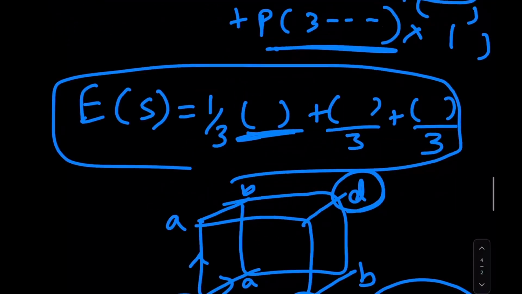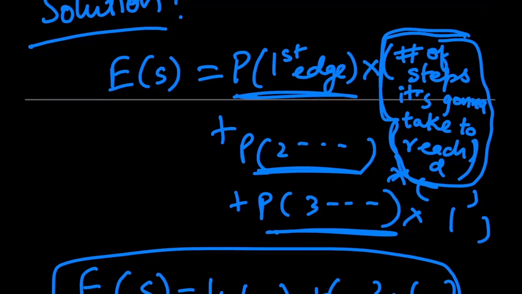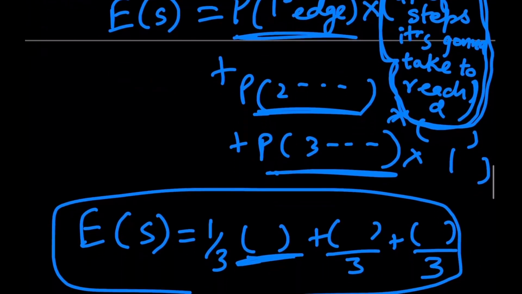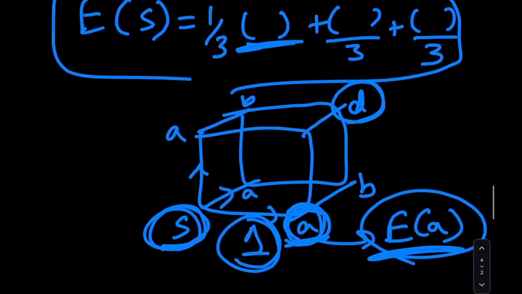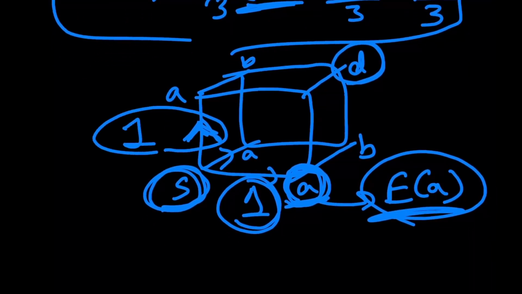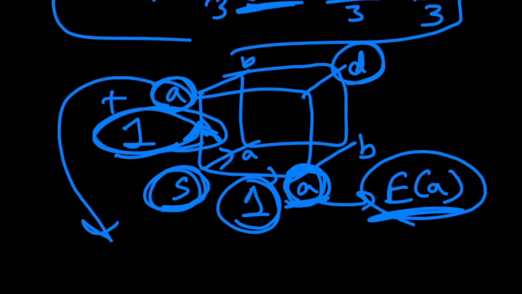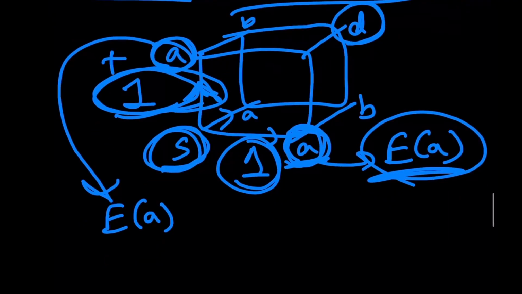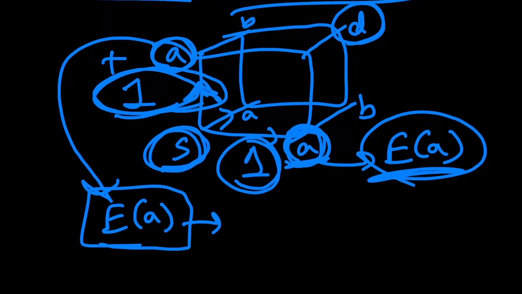So to answer this particular case over here, the expected number of steps it's going to take if we go along, let's say, this edge, well, that is going to be 1 because I took one step over here, plus E of A, because after taking that one step, I reach state A, and E of A is the very value that we defined as the expected number of steps it's going to take if we start at A to reach D.